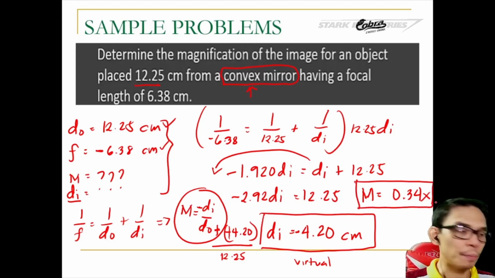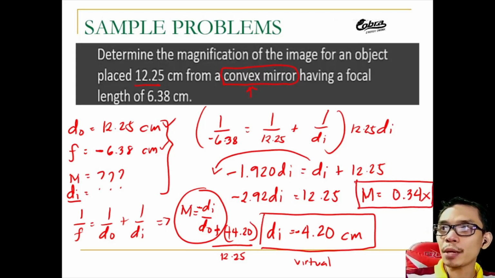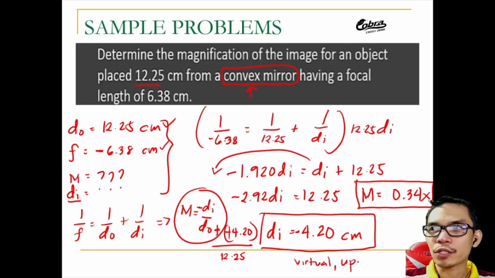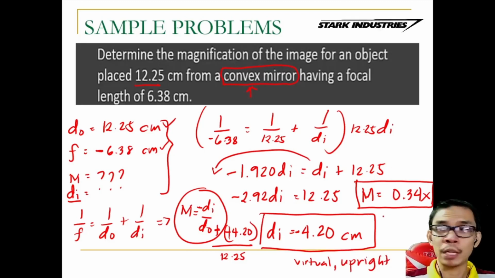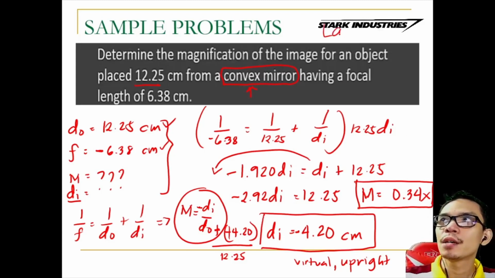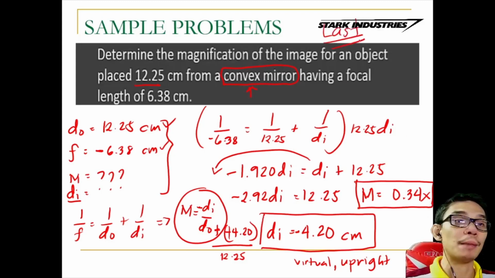So what does this mean? It means that the image is virtual and upright, because the magnification is a positive value. So that was the last problem for the mirror equation.